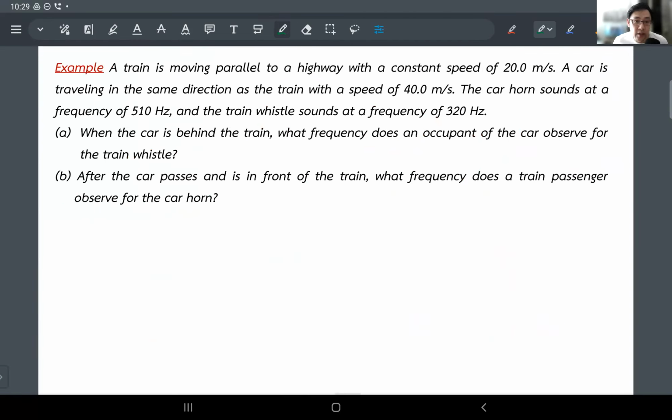All right, guys, take a look at this. You have a train that is moving parallel to a highway with a constant speed of 20 meters per second. Now you have a car that is traveling in the same direction as the train with another speed. The car horn sounds at a frequency of 510 hertz, and the train whistle sounds at another frequency, 320. Information is just floating around, but that's not too bad. What I can do right now is just draw some figure over here.